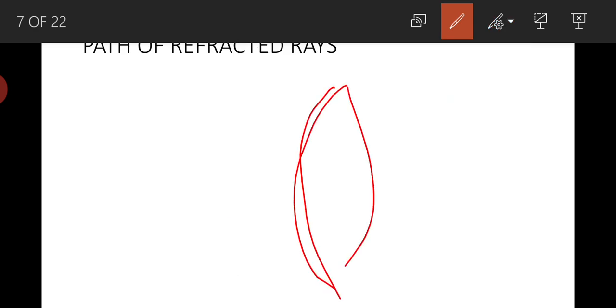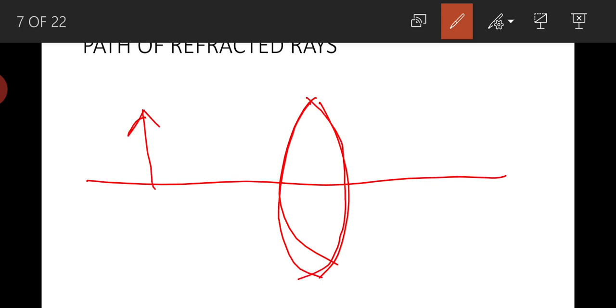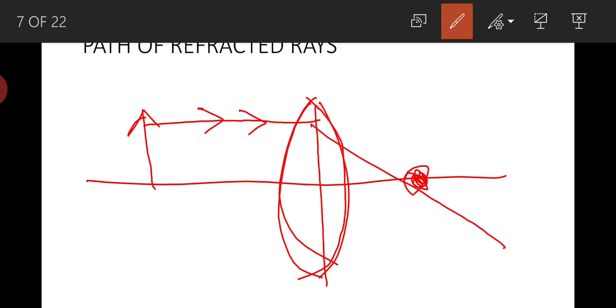So that is why, let us take a convex lens, and in front of the convex lens, for example, a pencil is placed. From the pencil there will be different light rays coming from different positions, but we don't know the path of all these light rays. We know the path of only two light rays. First, a light ray which is traveling parallel to the principal axis will pass through the focus.